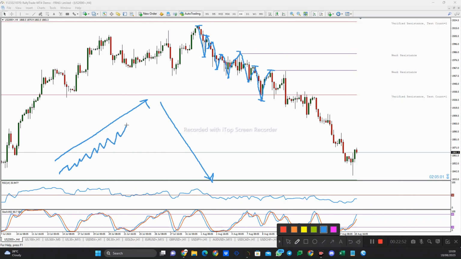That is how price will always move. That is basically how price moves. It never moves in a what? In a straight line, right? So you can see another retracement here.